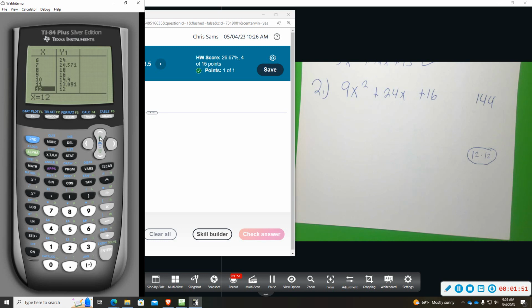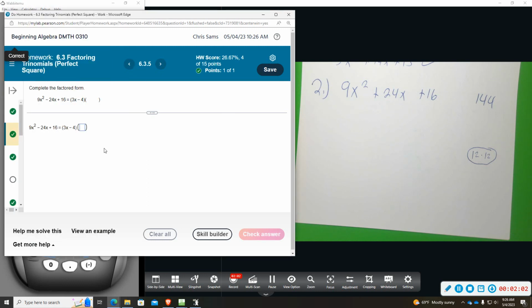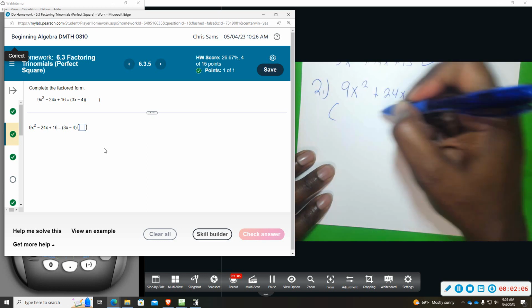So we get several numbers in this list. I'm not going to write them all down, just showing you this time. I usually write them when it's a shorter list, but use this technology, help you get there faster. But we found out that 12 and 12, so I'm going to do 2 sets of parentheses.